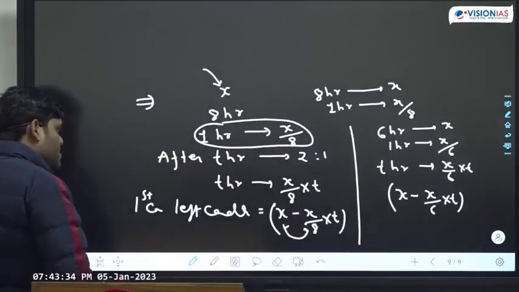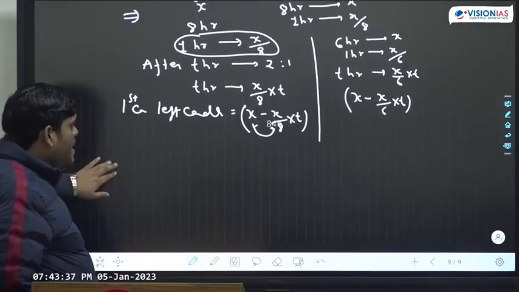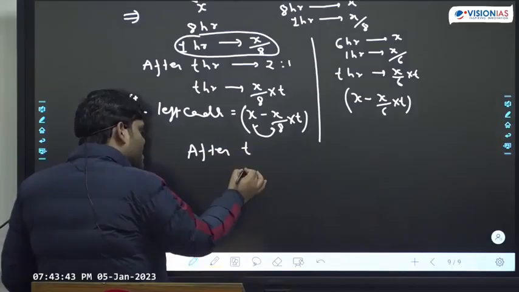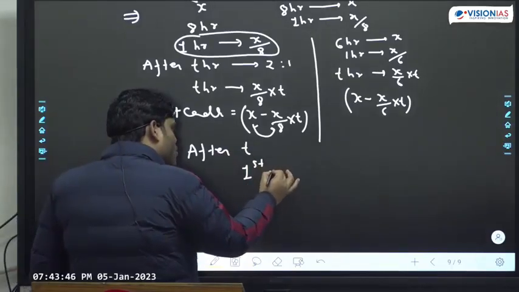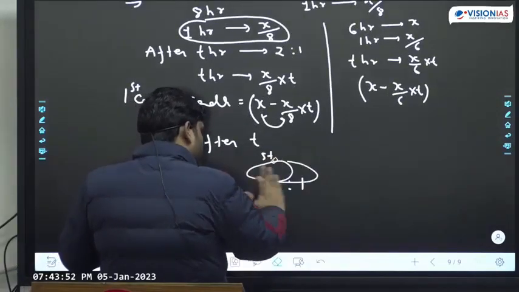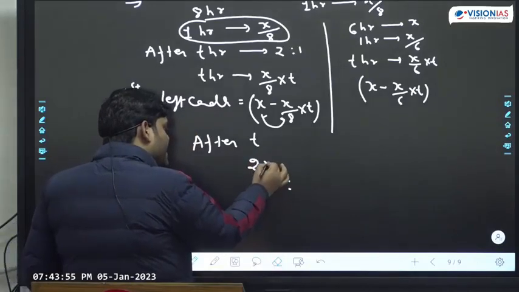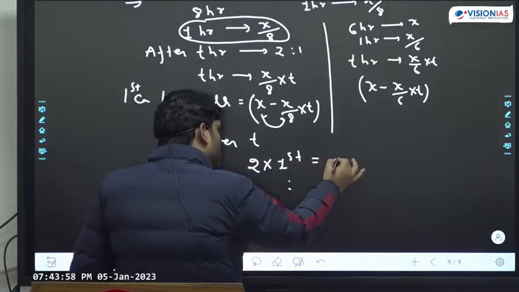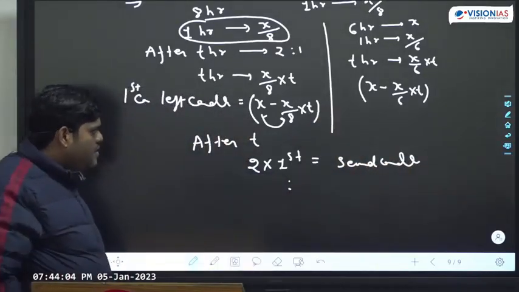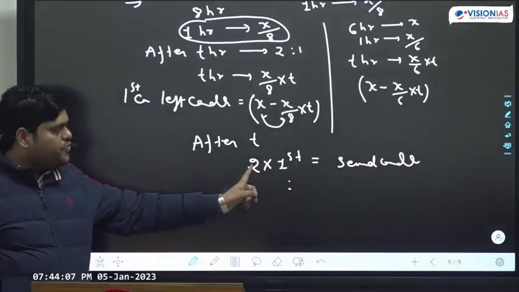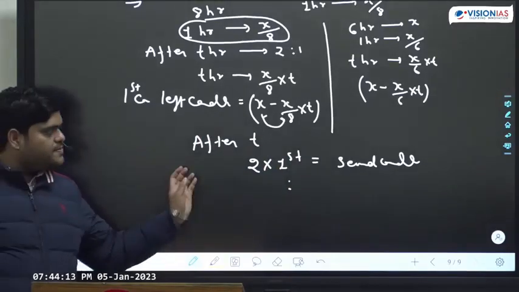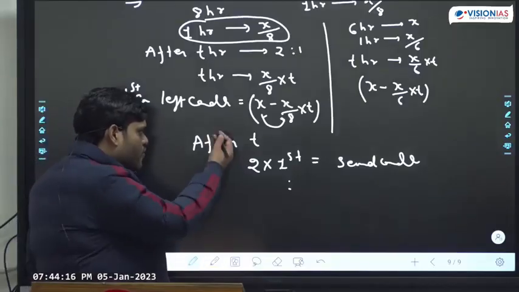Now what is given in the question? It is given that after t hours the first candle length is twice, because the ratio is 2:1. So that means we can say that twice the first candle length should be equal to the second candle length. This is what is given in the question, because the ratio should be 2:1. So the first candle should be twice the second candle. Okay? So now we can try this case.